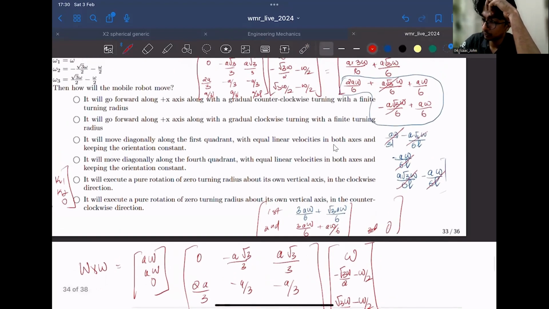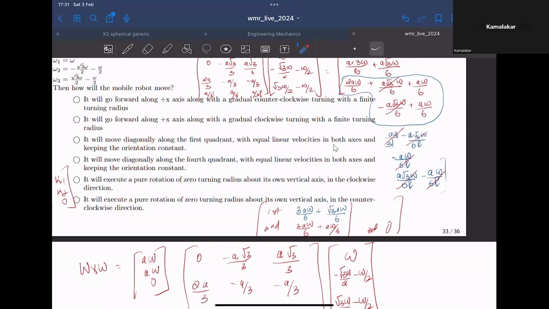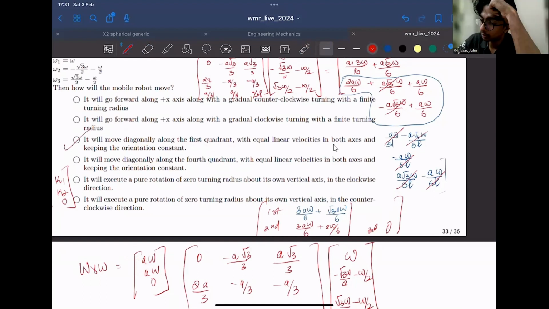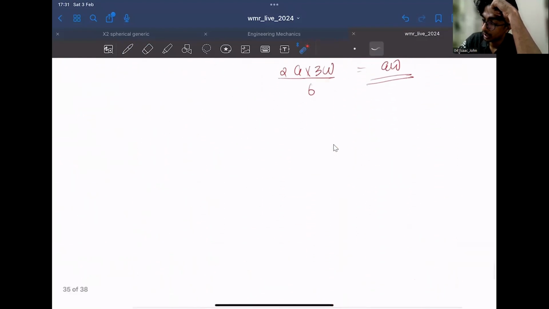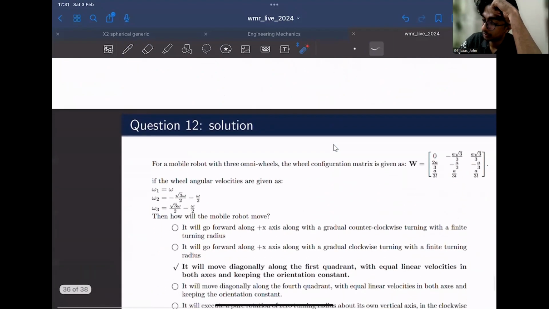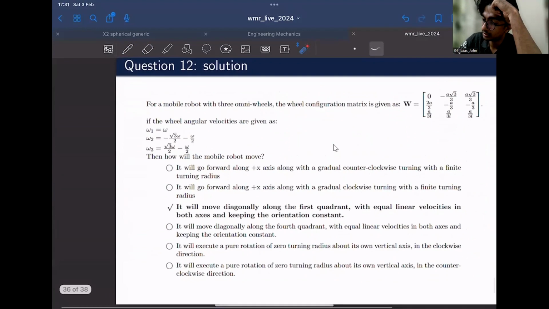So I suppose we don't have to go through all the options. The correct option you yourself have found out. The motion will be diagonal actually. So the option says it will move diagonally along the fourth quadrant. Is it along the fourth quadrant or is it along the first quadrant? We have two options for diagonal. It's along the first quadrant, right? Because all the velocities are positive. So it'll move diagonally along the first quadrant with equal linear velocities in both axes and keeping constant orientation. Yeah, so that's about it. I think that is the correct solution.